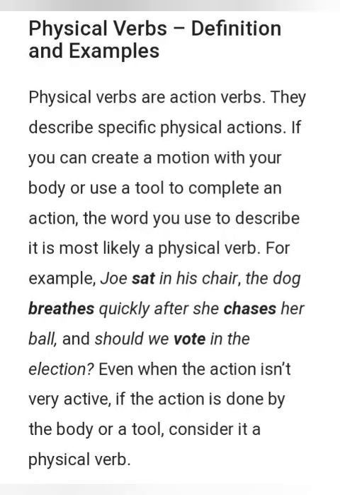Now we will discuss physical verbs, definition and examples. Physical verbs are action verbs. They describe specific physical actions. If you can create an action with your body or use a tool to complete an action, the word you use to describe it is most likely a physical verb.